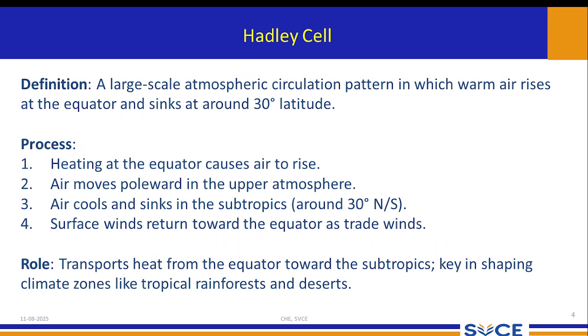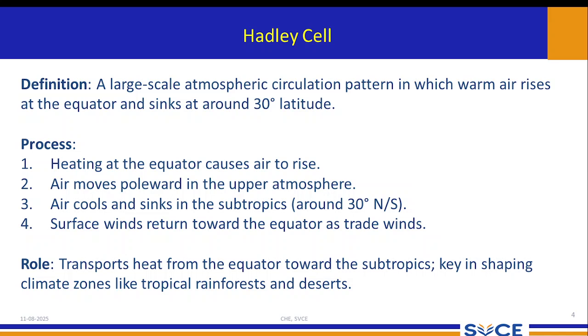Coming to the Hadley cell, the definition goes like this: a large-scale atmospheric circulation pattern in which warm air rises at the equator and sinks at around 30 degrees. Whenever there is warm air, that means it is heated by solar radiation. So the warm air rises at the equator and sinks at around 30-degree latitude.